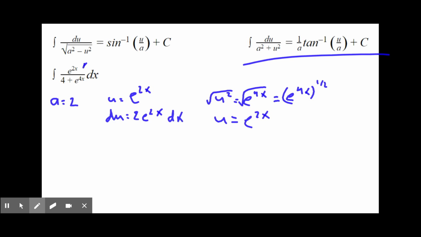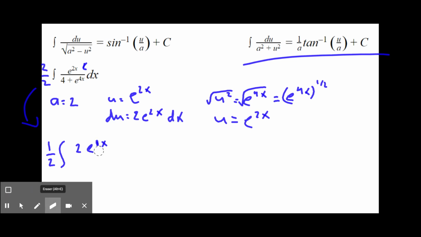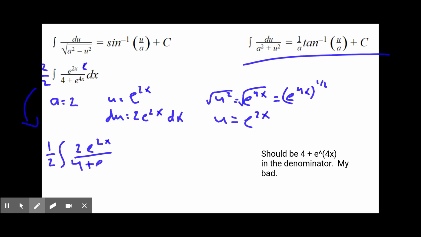So I look and I'm like, oh, I'm so close. Look at the top. It's e to the 2x. All I'm off is off by a 2. So I can multiply by 2 over 2, okay? And I'll just go down here. And I'm going to go ahead and bring the top 2 inside, leave the bottom 2 outside. So 1/2 integral of 2e to the 2x, sorry, I wrote that all messy, over 4 plus e to the 4x.